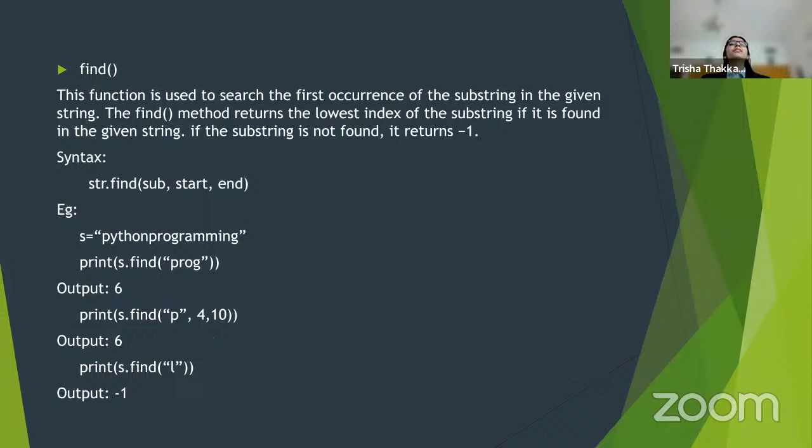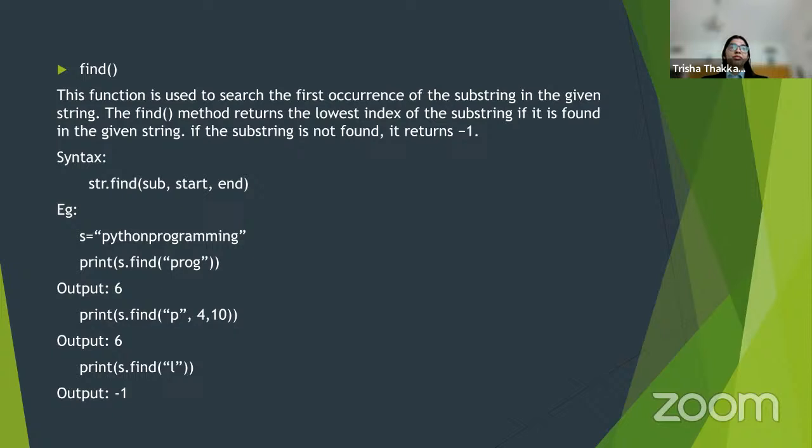Next, we have the find function. This function is used to search for the first occurrence of the substring in the given string. This method returns the lowest index of the substring if it is found in the given string, and if it is not found, returns -1. The syntax for this function is string.find substring, comma, start, comma, end in parentheses.